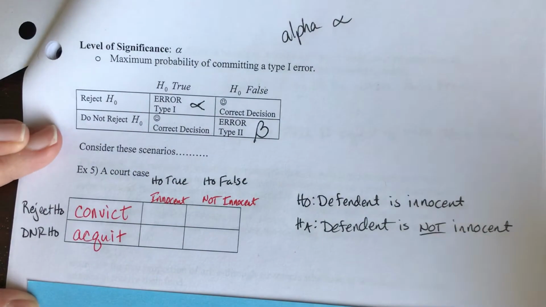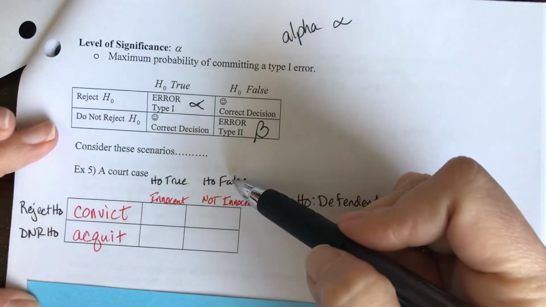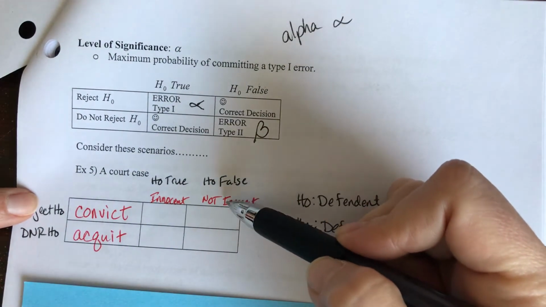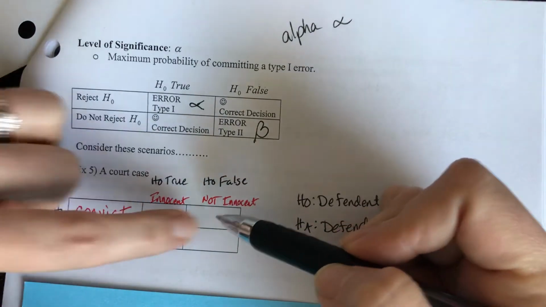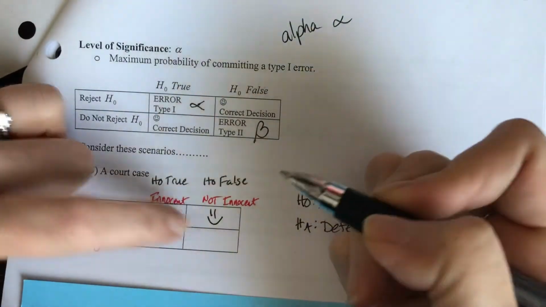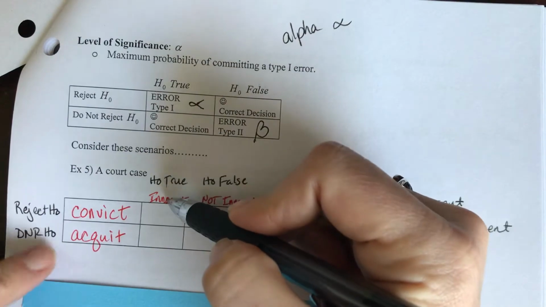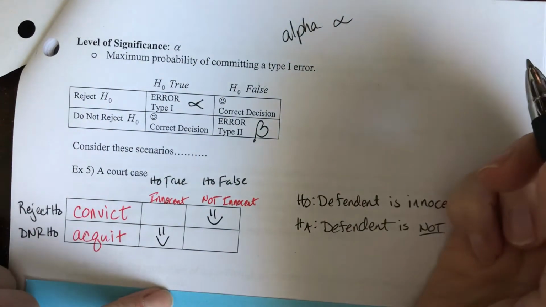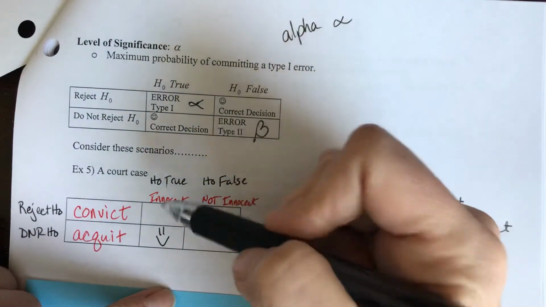So, what are the correct decisions? If your null is false and you reject it, they really aren't innocent and they're convicted. That's a correct decision. Or they're innocent and you acquit them. That's a correct decision. The two mistakes are here.